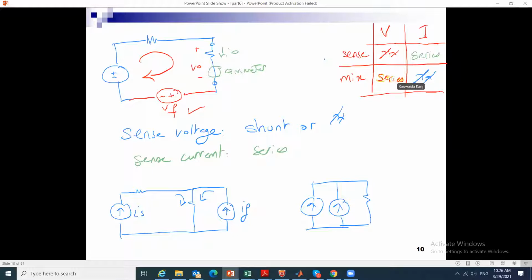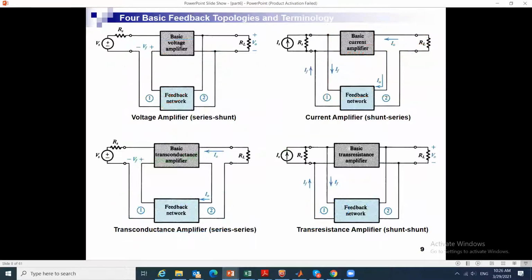To mix a current, to send the feedback and mix it, I mix it in parallel. Whereas to sense a voltage, I sense it in parallel, and to sense a current, I sense it in series. Okay, great. We are going to refer to parallel as shunt, and we are going to characterize the different circuit names according to this characterization here.